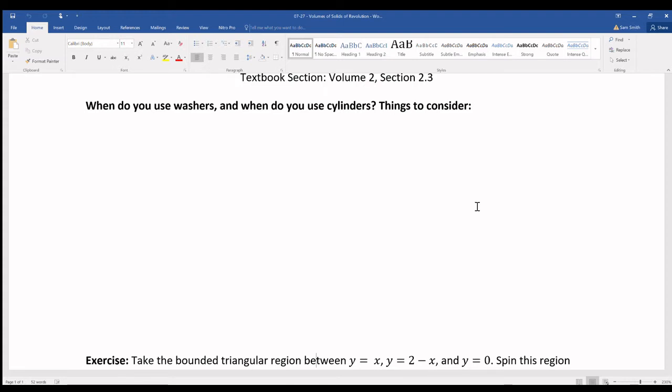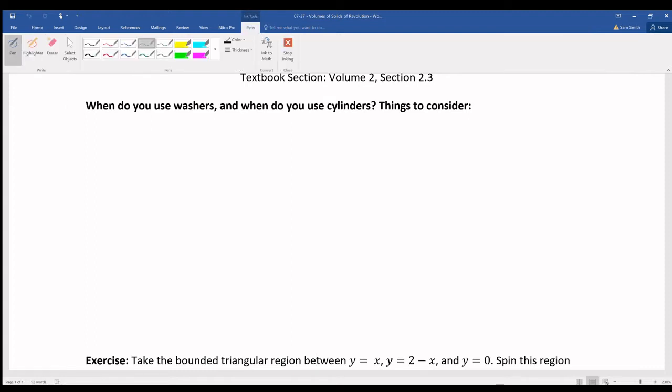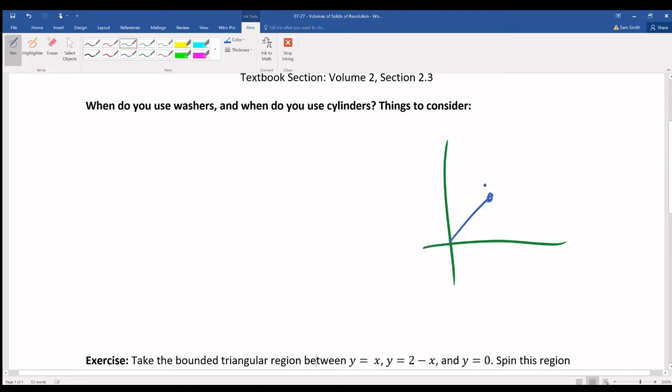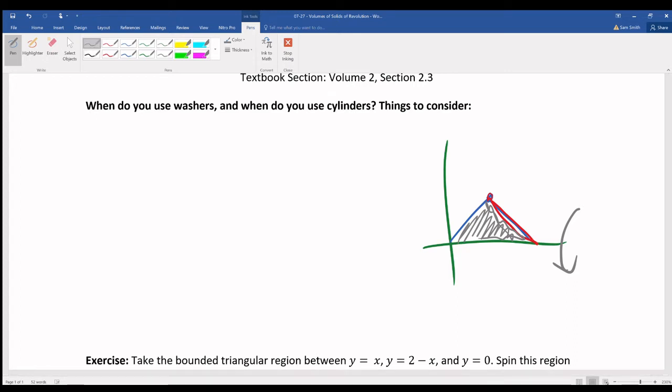And to give you an example, let's suppose that we consider the problem of spinning the following region along the following axis. So here we have a triangular region, and let's say it's this fellow here bounded between the x-axis, the green function, and the red function. And let's suppose that we were spinning that region around the x-axis. Now, I am inclined, of course, to use method of washers because that is my favorite method.